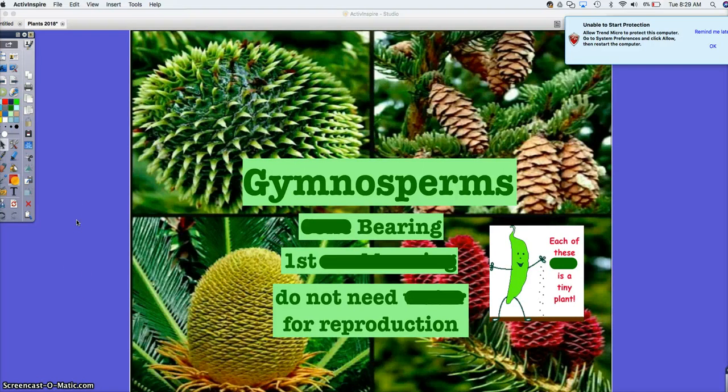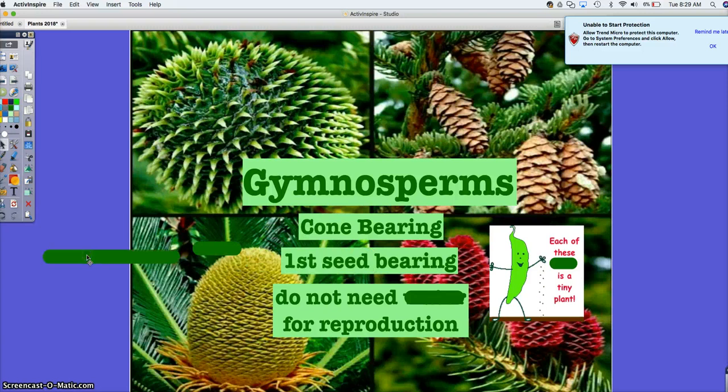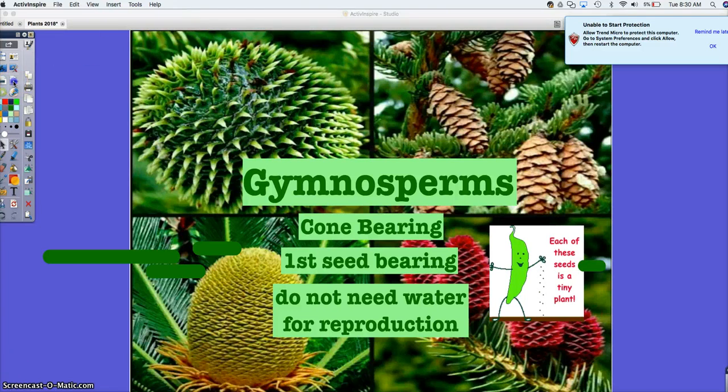So gymnosperms, next phylum. These have seeds. They are also, they should say, first seed bearing, okay? They're cone bearing. You see all the little cones? They're commonly referenced as coniferous plants, and they do not need water. So even though they're land plants, they do not need water for their reproduction. They can reproduce without relying on water. So those are seeds. Good.